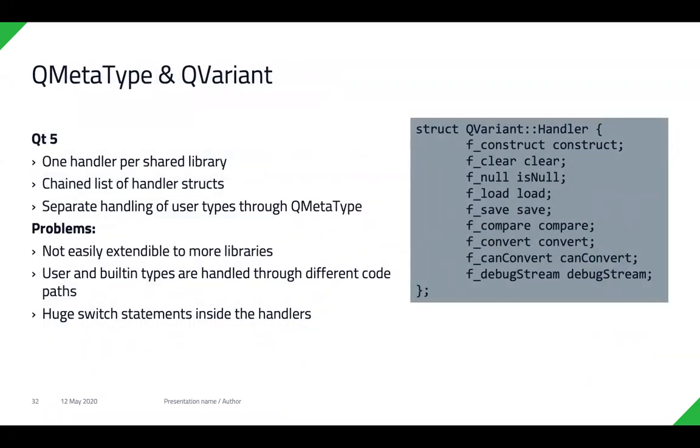We're changing QMetaType and QVariant. Those had in the past one handler per shared library, a rather ugly way of doing things. We had a handler struct for every library and a chained list of those structs so that we could handle things in Qt GUI and Qt Widgets as well. It wasn't really very good. It wasn't very extensible, and we needed to handle user types and built-in types in completely different code paths. So something we didn't really want to have, and that was clearly ripe for a rewrite.